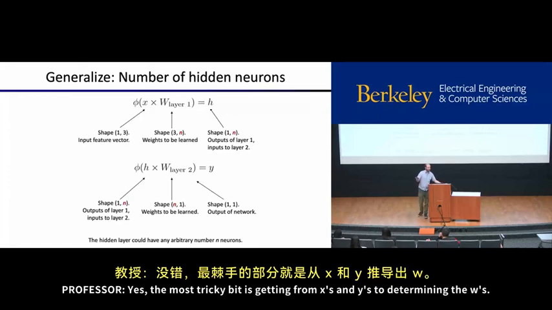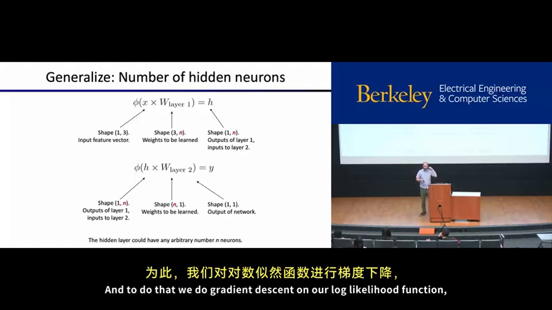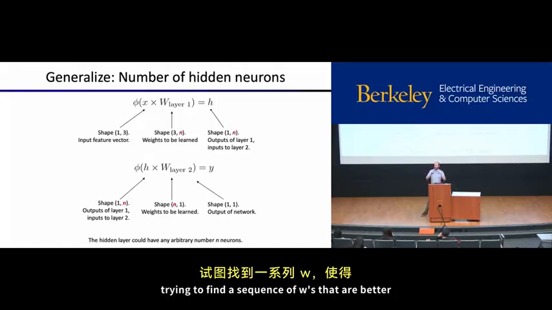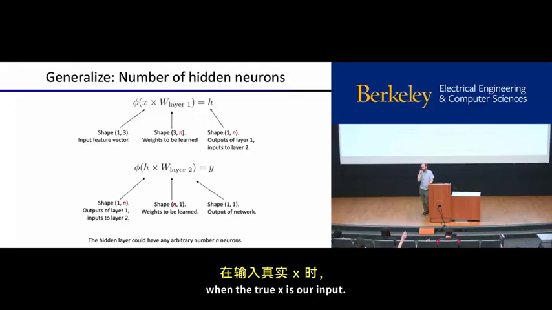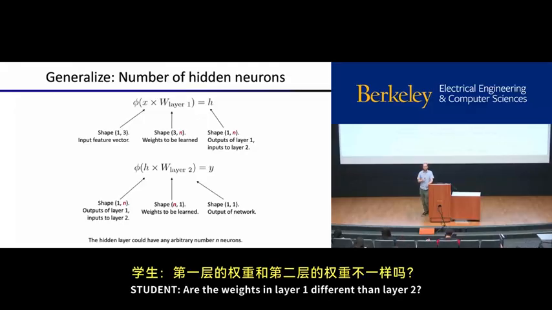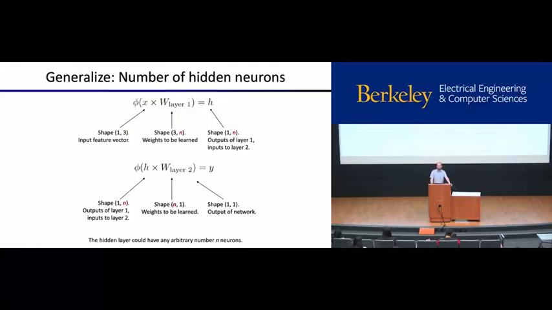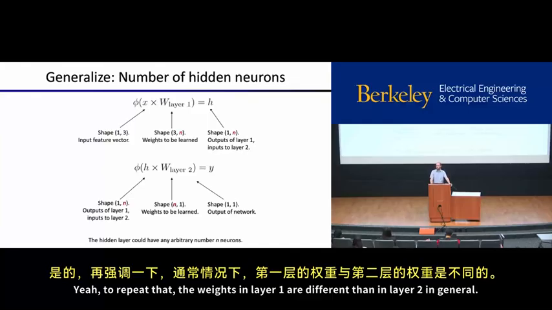Yes. The most tricky bit is getting from x's and y's to determining the w's. And to do that, we do gradient descent on our log likelihood function, trying to find a sequence of w's that are better and better at assigning high probabilities to the true y's when the true x's are input. Yeah, to repeat that, the weights in layer 1 are different than in layer 2 in general.